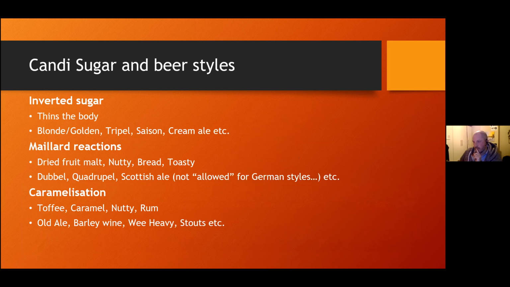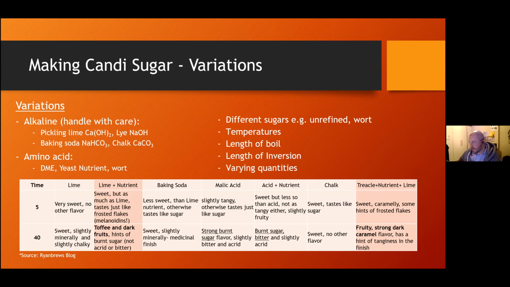Sorry, Jack, just on that table, the two coloured ones, what was the difference between them? You've got lime and nutrient, and the other one says treacle and nutrient and lime. Yeah, so when you add lime, you increase the pH, so it's an alkaline.